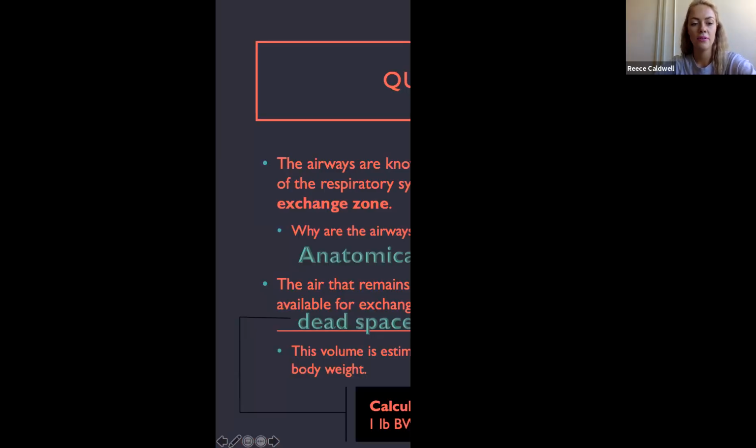Alrighty. So hopping into the actual first question. There are 2 main zones that we look at when we're looking at the respiratory system. We have the conducting zone and the exchange zone. In this class, we're going to be most focused on the exchange zone because that's where the physiology actually occurs.